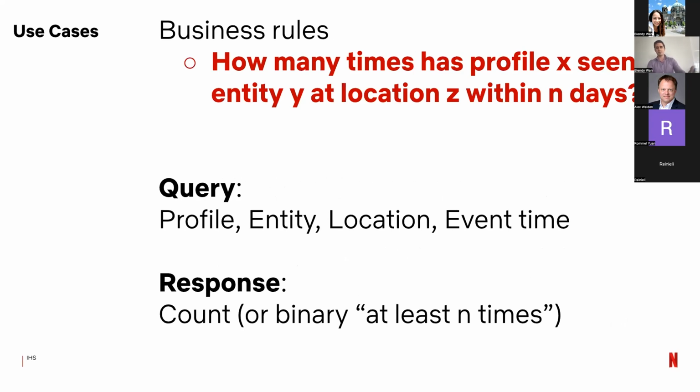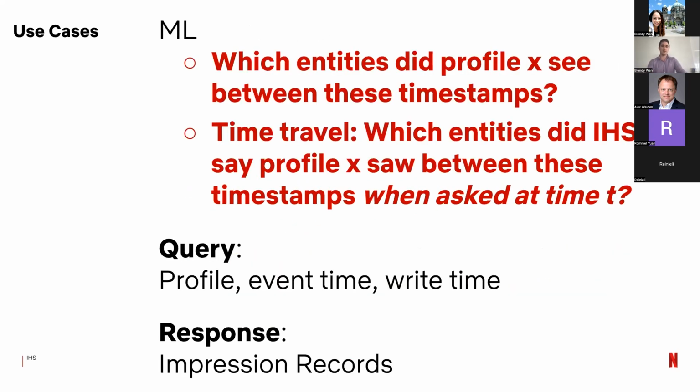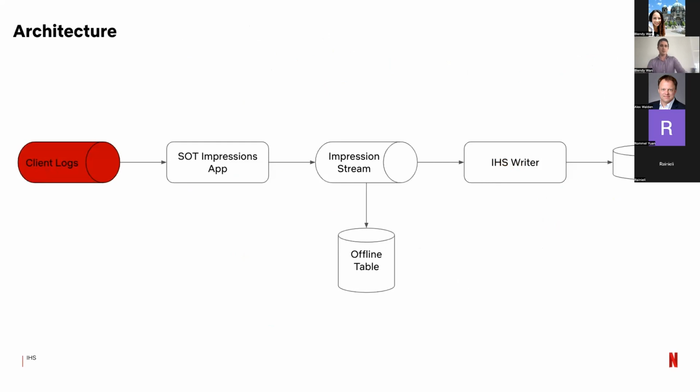And so basically, we just want to know, for business rules, given a full key and the event time it happened at, how many times. And for machine learning, we want to know, with just a profile and a time range, we want to get everything.